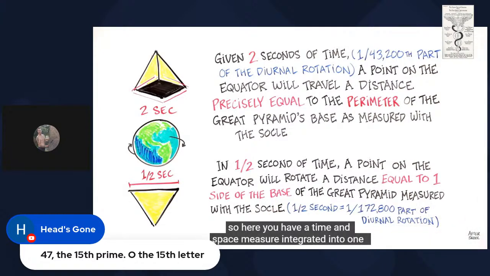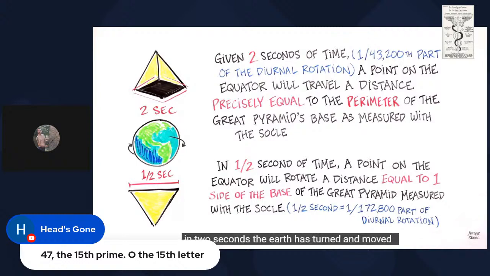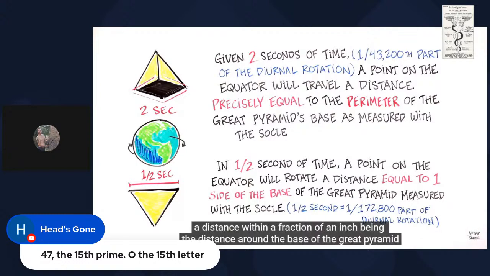So here you have a time and space measure integrated into one. The time measure comes in because it's the span of time that the Earth has moved. In 2 seconds, the Earth has turned and moved a distance, within a fraction of an inch, equal to the distance around the base of the Great Pyramid.